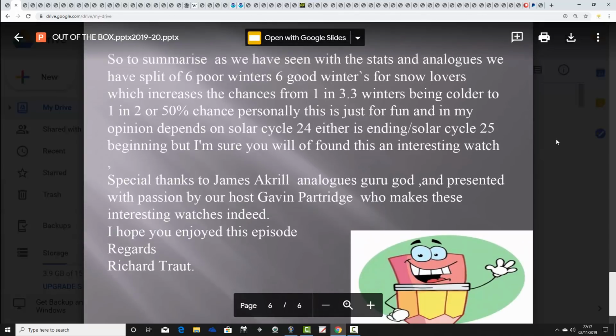So to summarise, as we have seen with stats and the analogues, we have split 6 poor winters and 6 good winters for snow lovers, which increases the chances from 1 in 3.3 winters being colder to 1 in 2, or 50% chance. Personally, this is just for fun, and in my opinion depends on solar cycle 24 either ending, solar cycle 25 beginning, but I'm sure you will have found this an interesting watch.